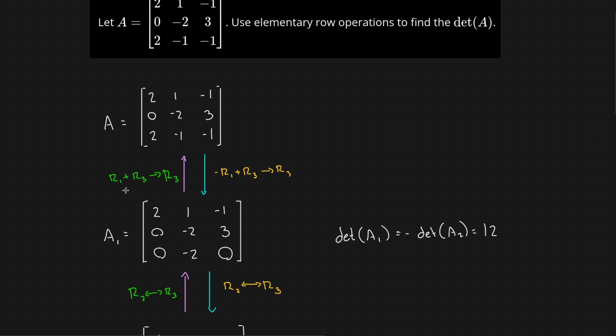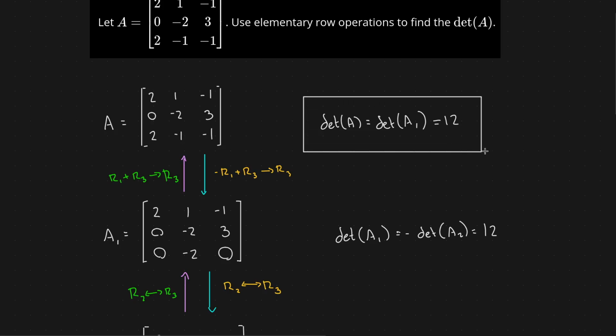Okay? Now, what kind of an elementary row operation is this? This is adding a multiple of one row to another row, right? 1 times R1 plus R3. That elementary row operation doesn't change the determinant at all, which means the determinant of my original matrix A is going to be the same as the determinant of my altered matrix here, A1, which was 12. Okay? So the determinant of matrix A is 12.